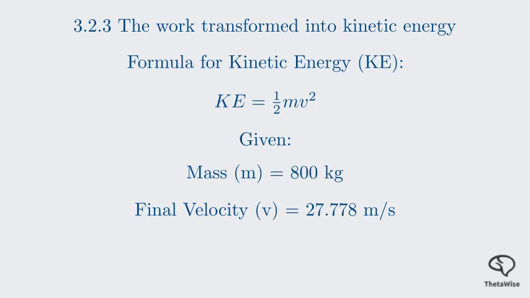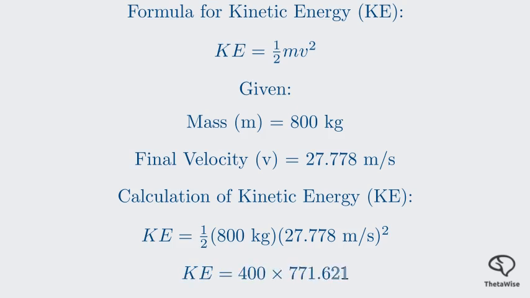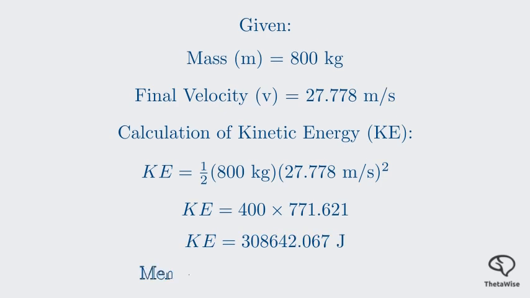Let's substitute these values into the kinetic energy formula. The kinetic energy equals 0.5 times 800 kilograms times 27.778 meters per second, all squared. Calculating this gives us 308,642.067 joules, which we can round to 3 decimal places. Let's check this with the memo. The memo gives 308,602.4704 joules. The discrepancy is very small and is likely due to rounding in the intermediate steps.